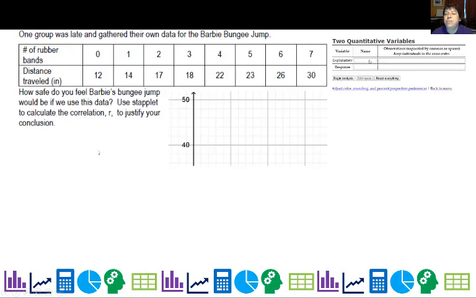So let's go ahead and look at one group who was late, and they gathered their own data for the Barbie bungee jump. So here are their values. And I went ahead and entered the data here using a Desmos applet, which is a very easy to use applet. And the question is, how safe do we feel with Barbie's bungee jump if we would use this data? So let's go ahead and look at the graph that they did.